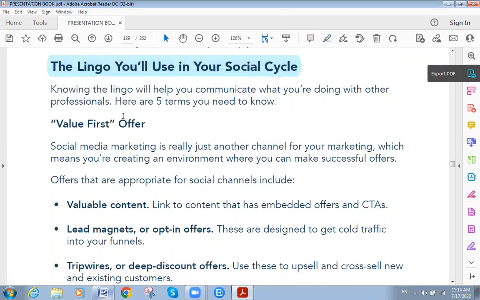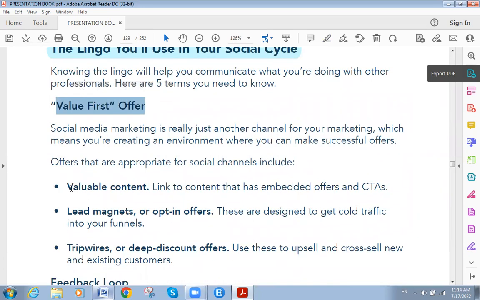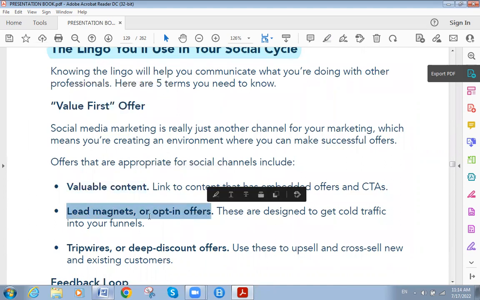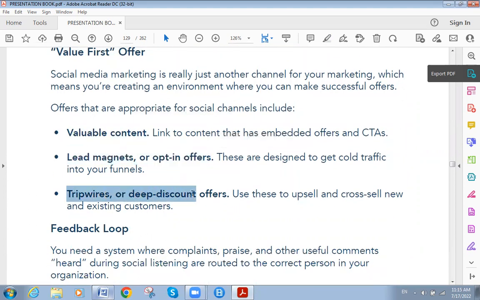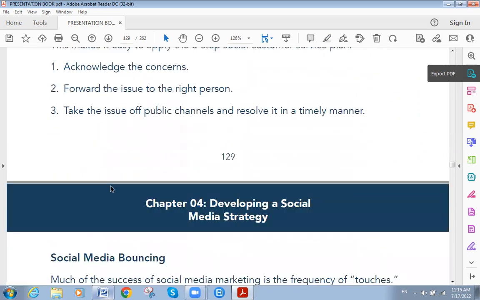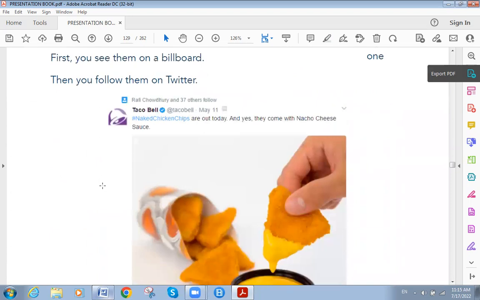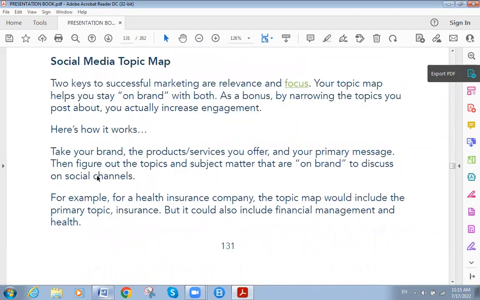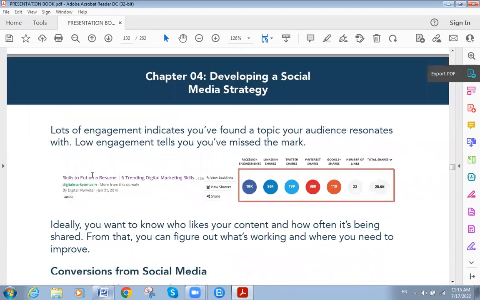What are the offers which you will use in your social cycle? Value first offer, valuable content, lead magnets or opt-in offers, tripwires or deep discount offers. So those are the main points which we need to know here.